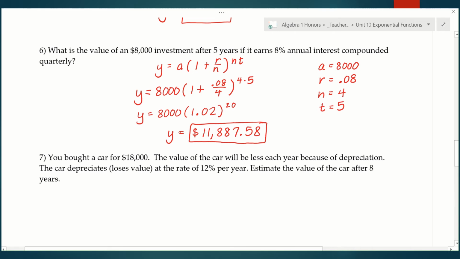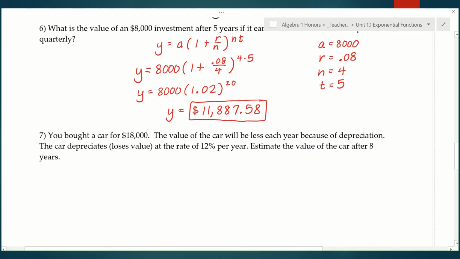All right. Number 7. You bought a car for $18,000. The value of the car will be less each year because of depreciation. The car depreciates or loses value at the rate of 12% per year. Estimate the value of the car after 8 years. All right, so I think this is the first one where it's been exponential decay. So let's go ahead and put our correct formula there.